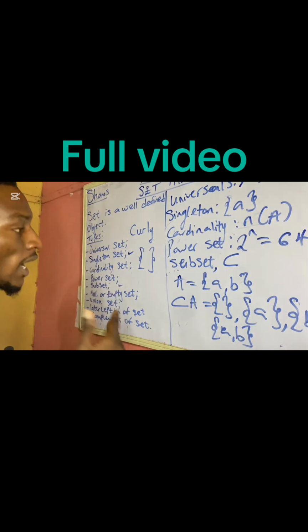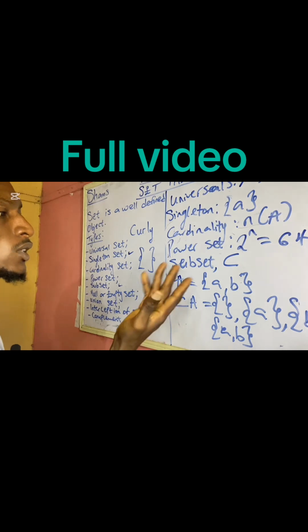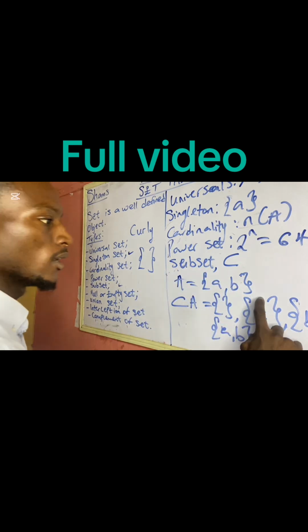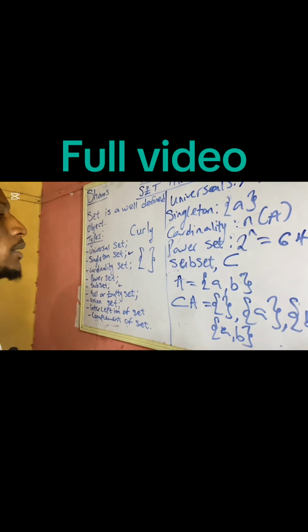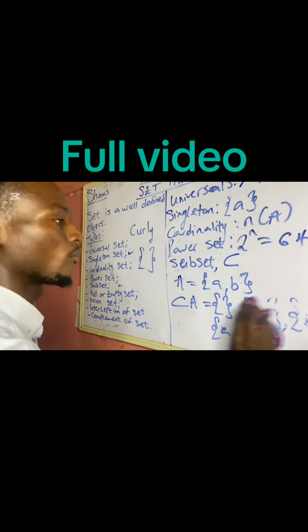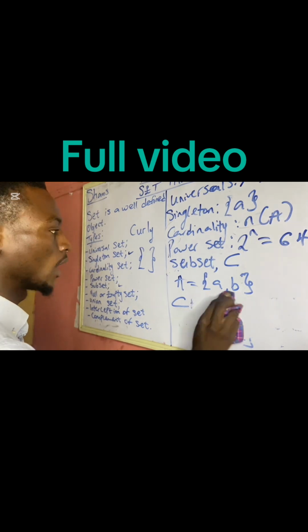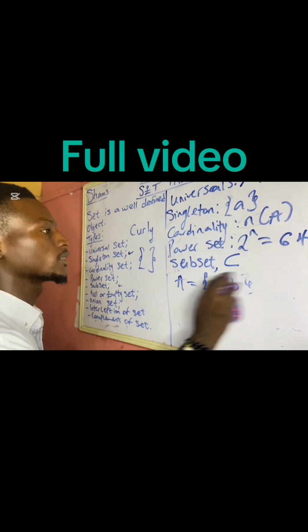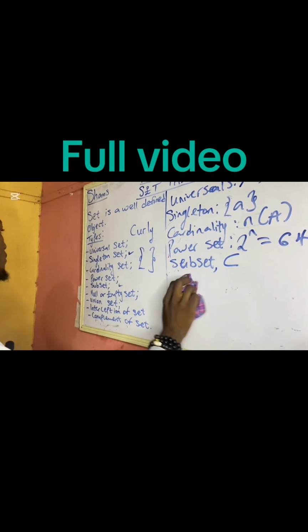Which means if they ask us what are the subsets of A, the subsets of A are empty set, set A, set B, set AB. That's all. But if they ask us what's the power set, what do you have to do? Just count 1, 2, 3, 4. It is 4 for power set. But for subset, we don't count. We show it instead.